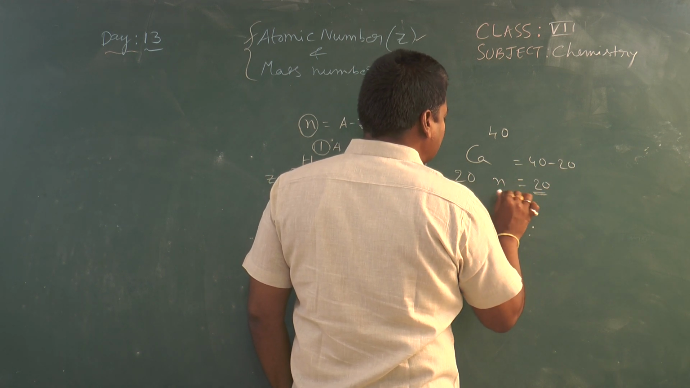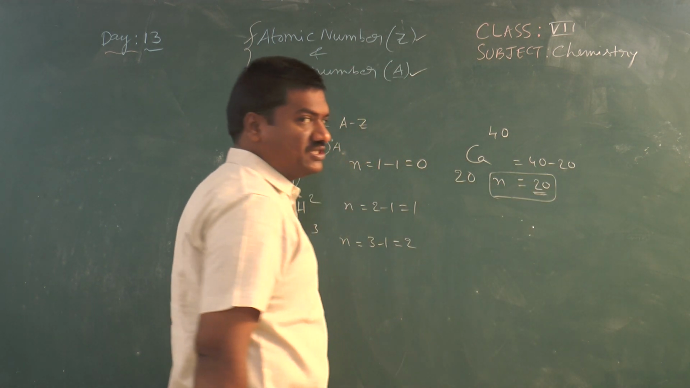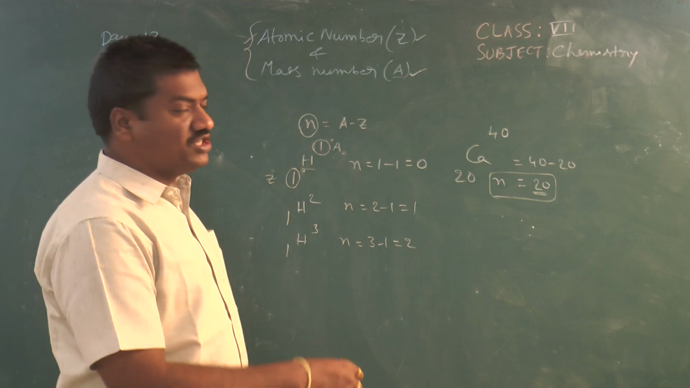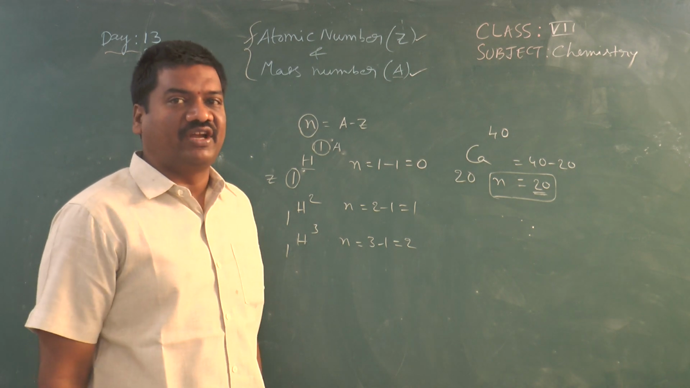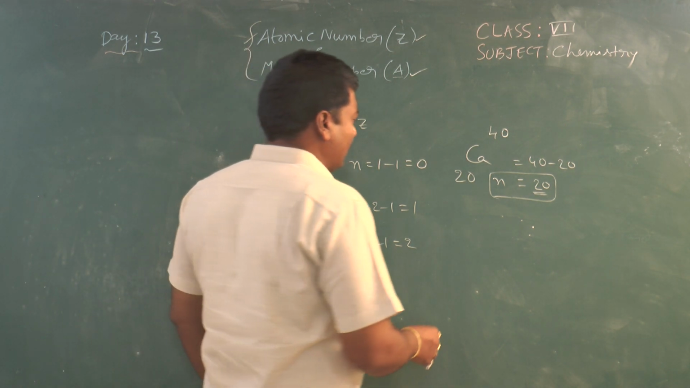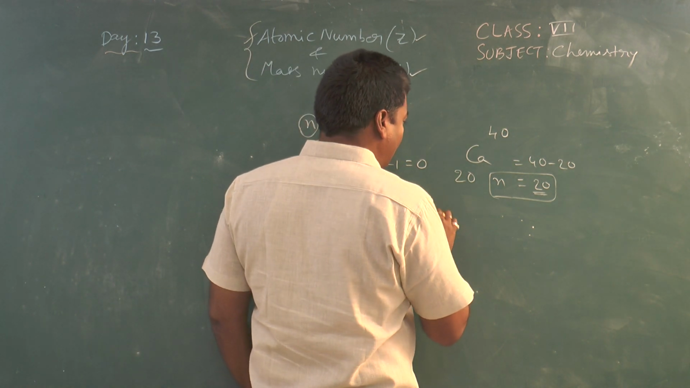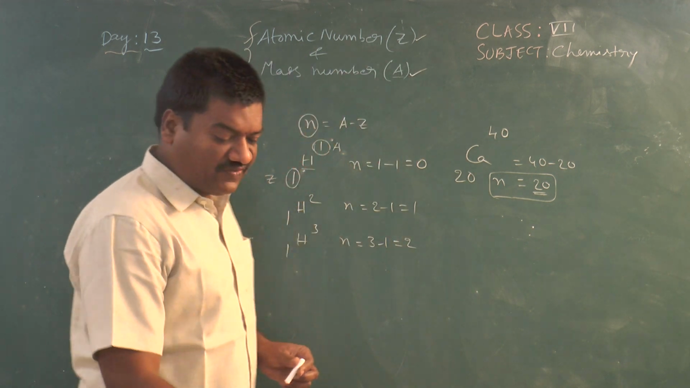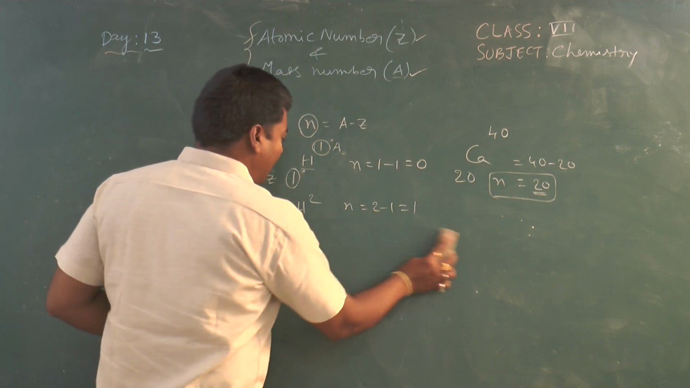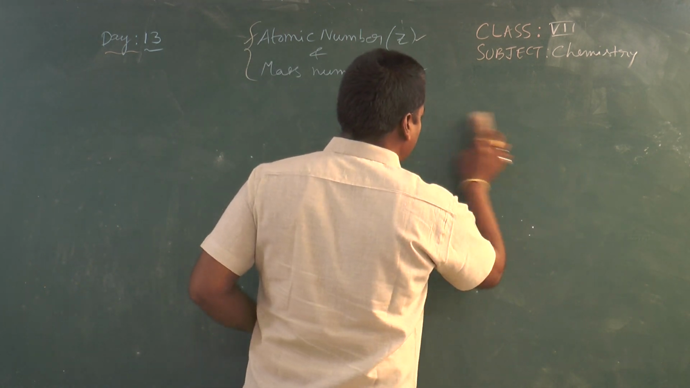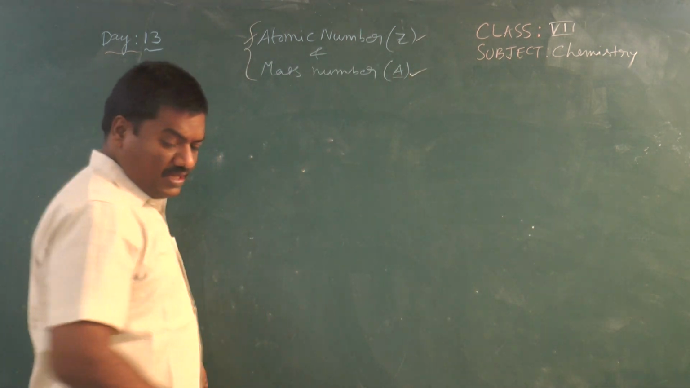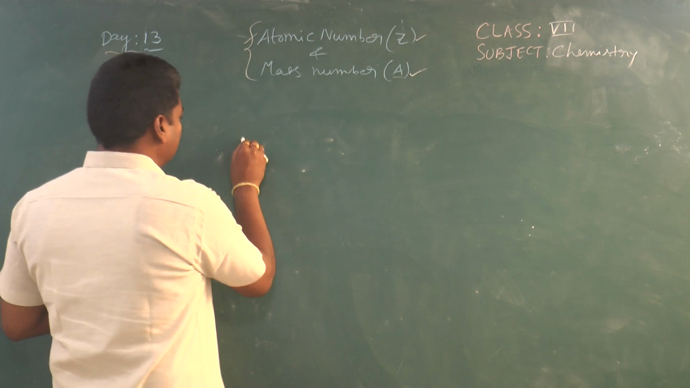Then the number of neutrons is equal to 20 here. Now, questions related to atomic number, mass number and number of neutrons could be asked like this: in which of the following elements will the number of electrons be equal to the number of protons, which will be equal to the number of neutrons? That is the question.